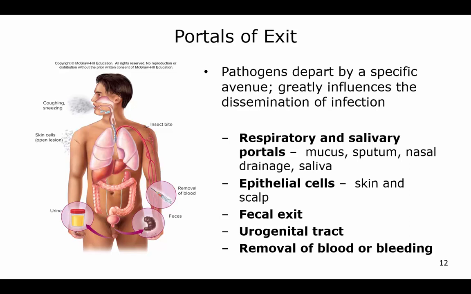Epithelial cells, believe it or not, sloughing off of skin and scalp cells. Fecal, my goodness, employees must wash hands before, well, of course. Fecal, just coming in contact with that increased load of microorganisms found in our lower GI. Urogenital tract, same thing, tying in with the fecal route. And then, of course, blood and bleeding. If somebody's bleeding, this is going to be a possible portal of exit.